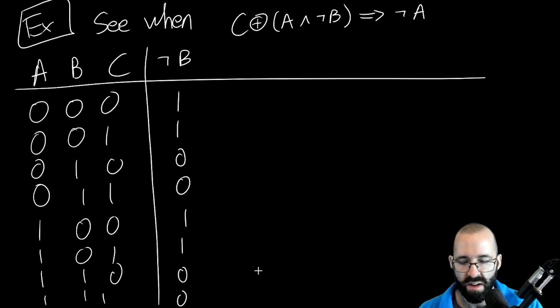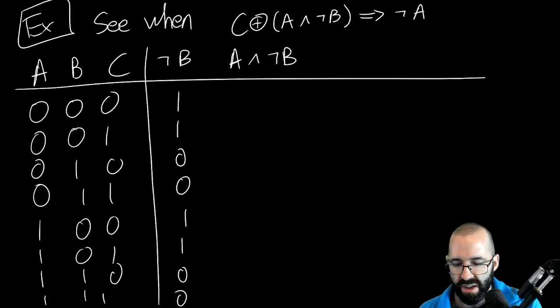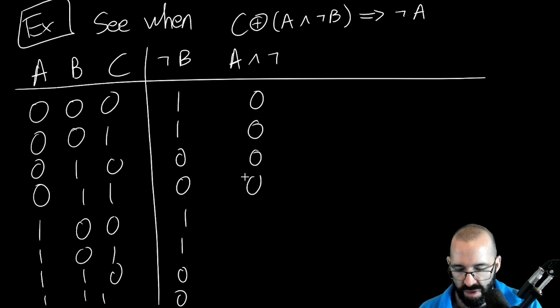Now, what does A and not B look like? Well, now we look at these two and do the AND operation between just those two things. So it's only going to be true when they're both true.